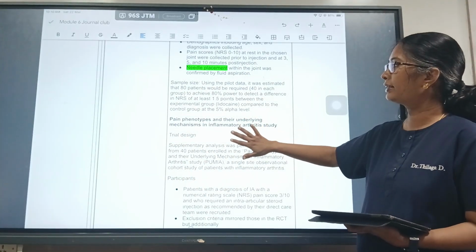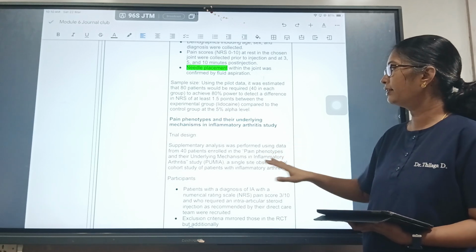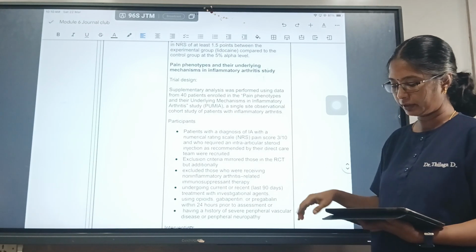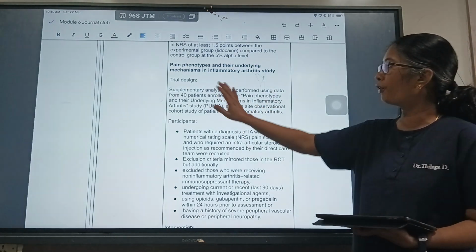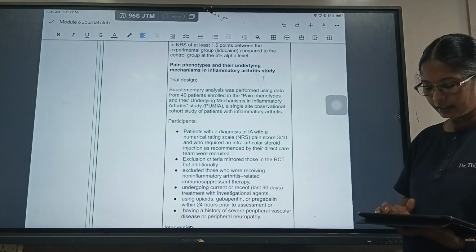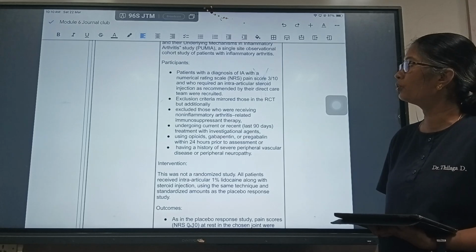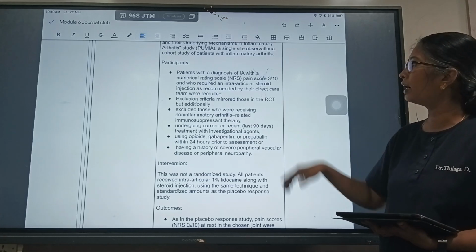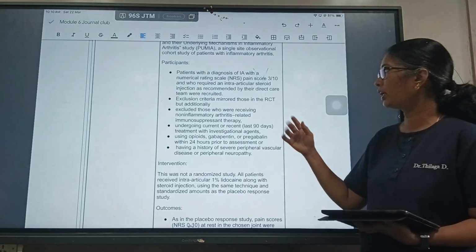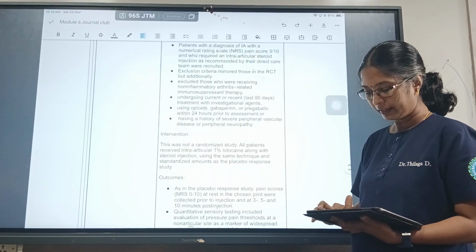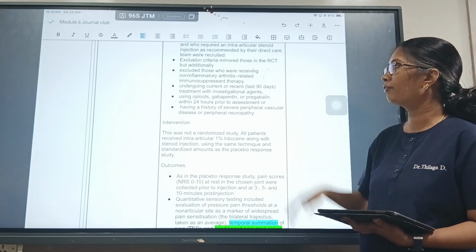And they had another study, the pain phenotypes and their underlying mechanisms in inflammatory arthritis study. Here they selected a particular cohort of patients from a previous study, only 40 patients. No randomization was done here. Participants with a diagnosis of inflammatory arthritis were used, with particular pain scores. Exclusion criteria mirrored those of the randomized controlled trial and excluded patients receiving NSAIDs for arthritis or immunosuppressant therapy. They also avoided patients using opioids and those with a history of peripheral vascular disease.